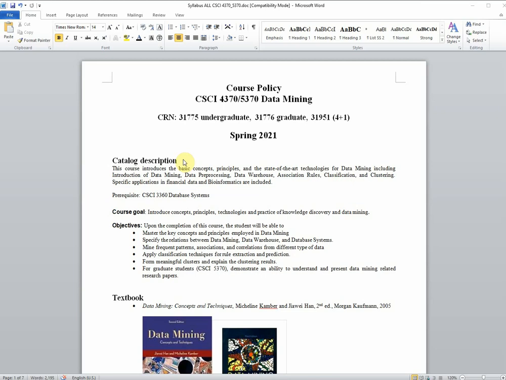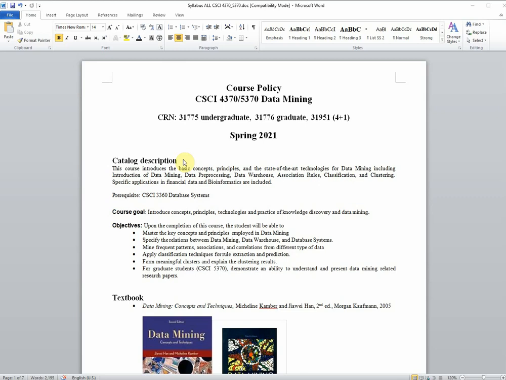The prerequisite for this class is CSCI 3360 Database Systems. You have to take that course before you can register in this course so that you know the ideas about databases as well as have the capability to work as a team with other team members. So that is a prerequisite. If you have not taken a database class, please do not take this course.